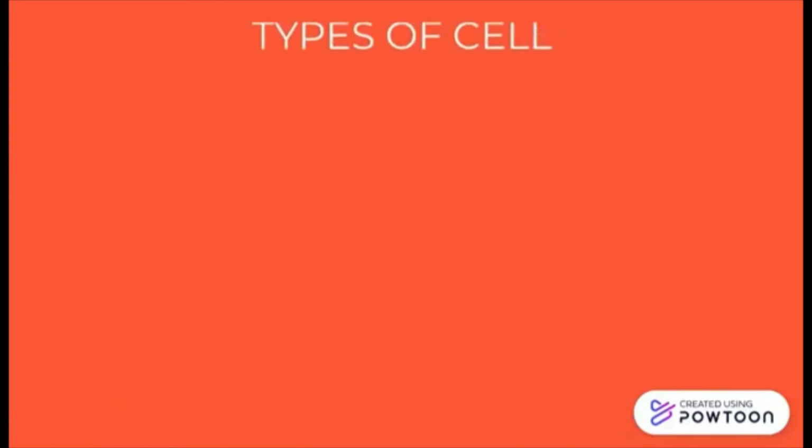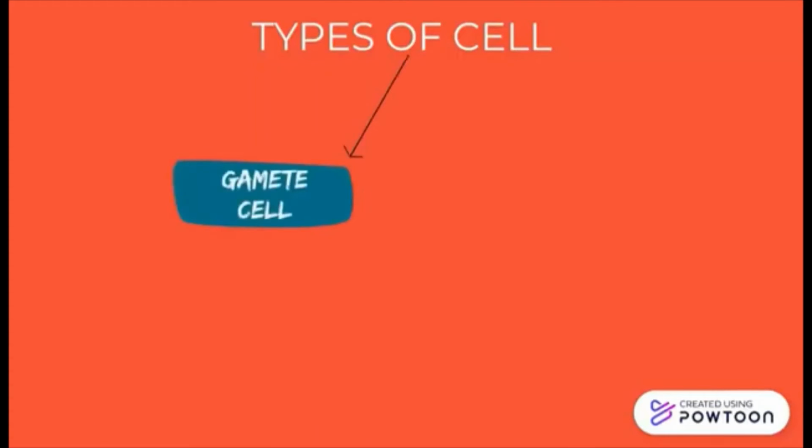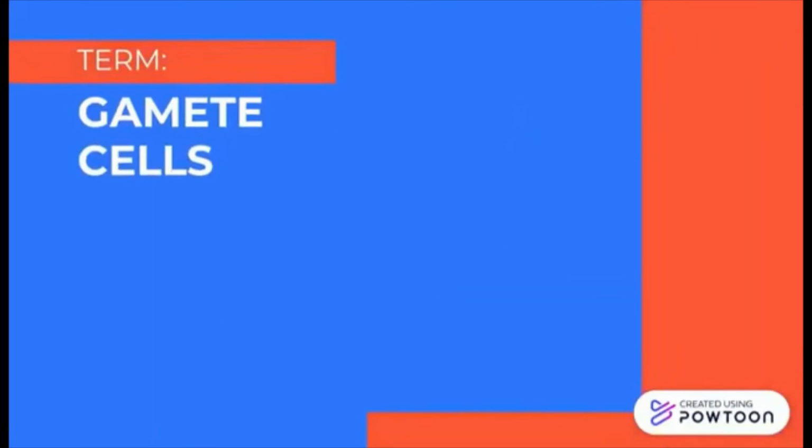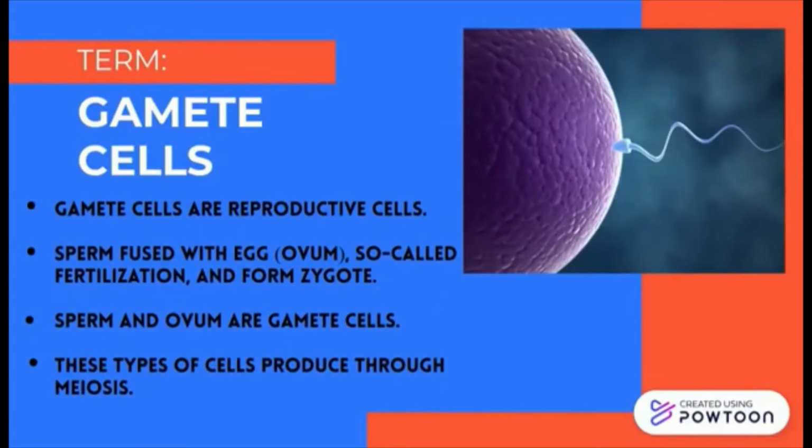There are two types of cells in sexually reproducing organisms. First is the gamete cells. Second is the somatic cells. To define the gamete cell, first we need to know how we form. Gamete cells are similar to reproductive cells. Sperm, which is a haploid cell, fuses with the egg, ovum, also a haploid cell. This fusion is called fertilization and forms a zygote. Sperm and ovum are the gamete cells, and this type of cells is produced through meiosis.